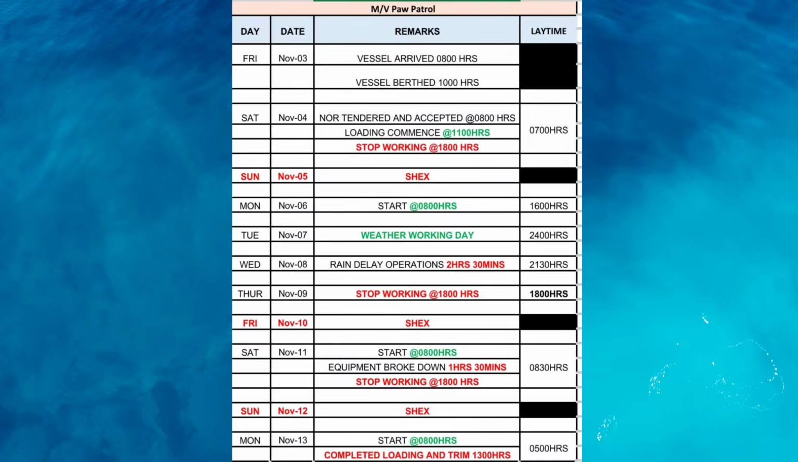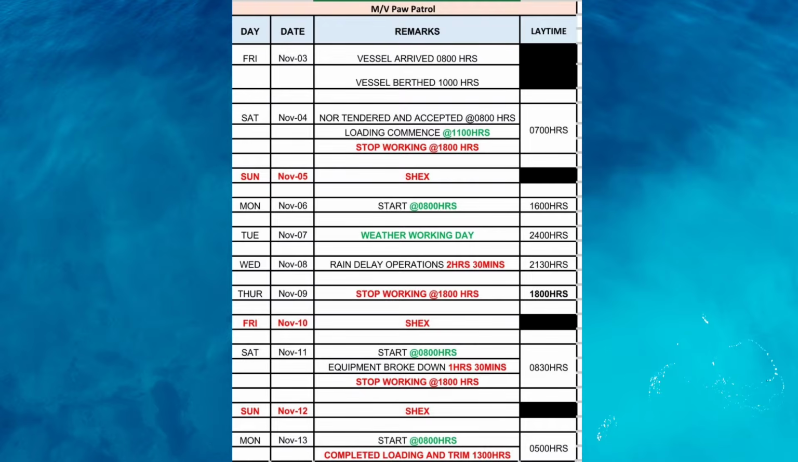So on Saturday, the NOR was tendered and accepted 0800 hours. But we cannot start calculating laytime at 0800 hours because the question specifically said that time for loading shall begin to count 3 hours after submission and acceptance of the NOR, and 3 hours after 8 o'clock is 1100 hours. So you see why we started to load at 1100 hours now, right?